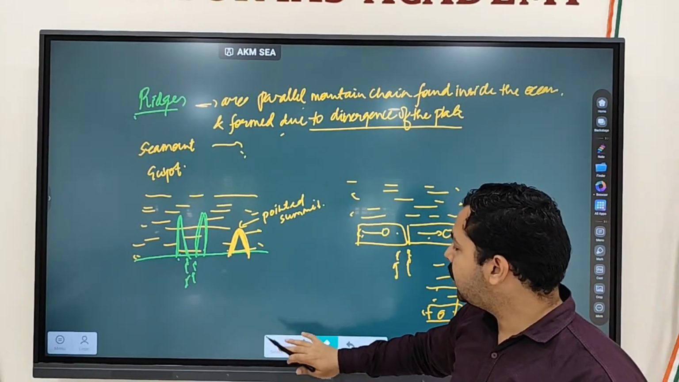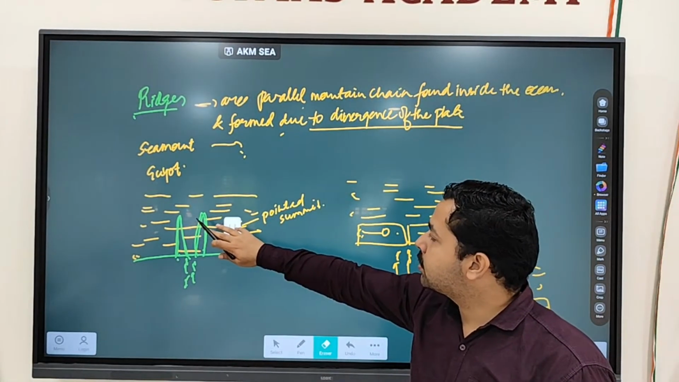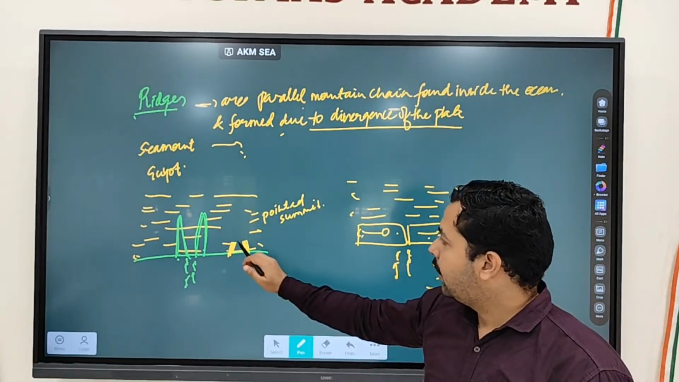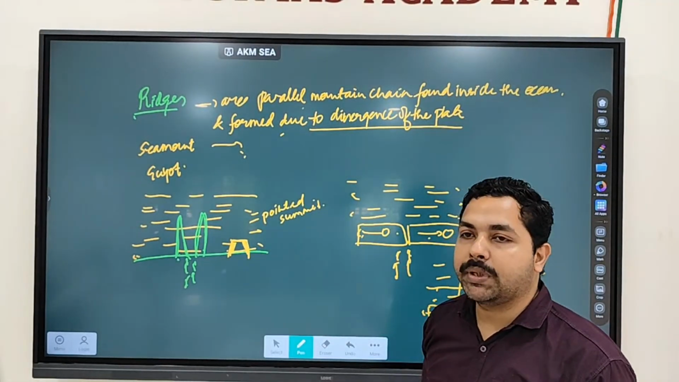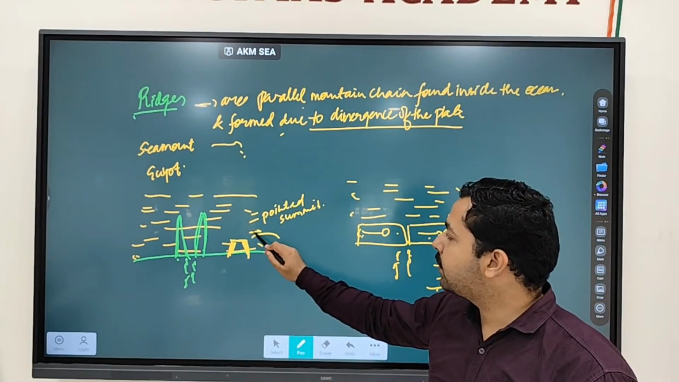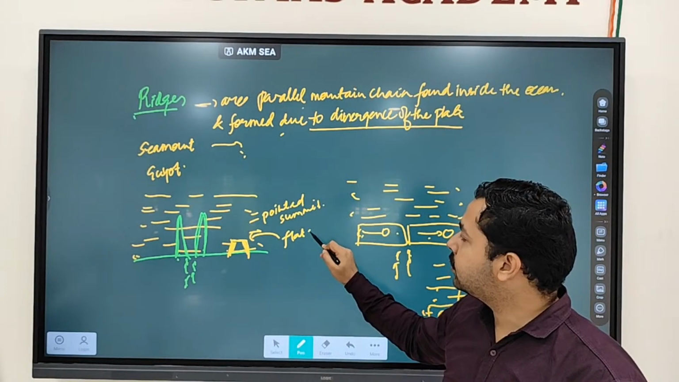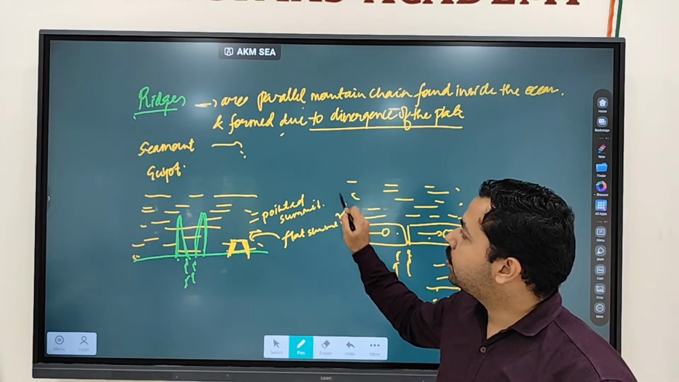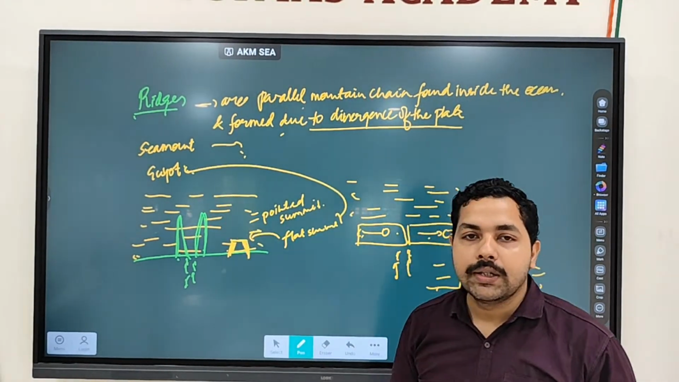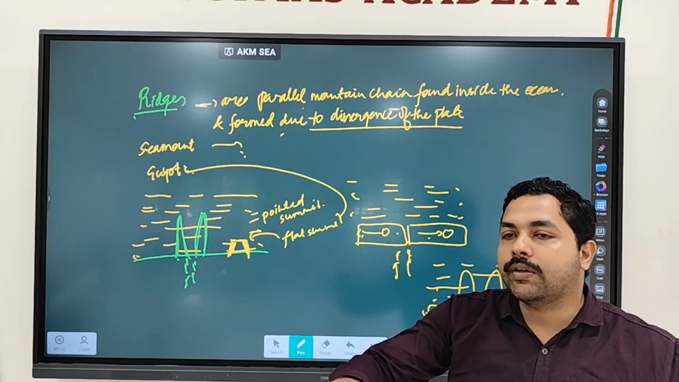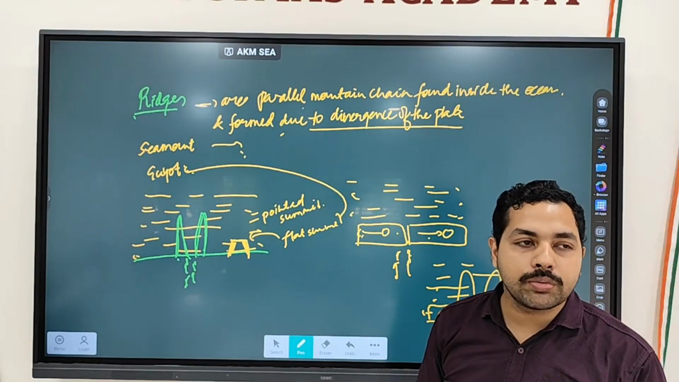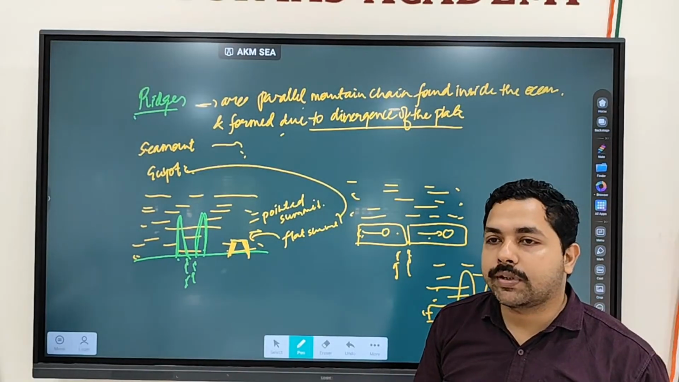Clear? But let's say this seamount is eroded like this, and it now forms a flat summit. When it forms a flat summit, then it is going to be called which one? It is going to be called a guyot. When it becomes eroded and forms a flat summit, it is referred to as a guyot.